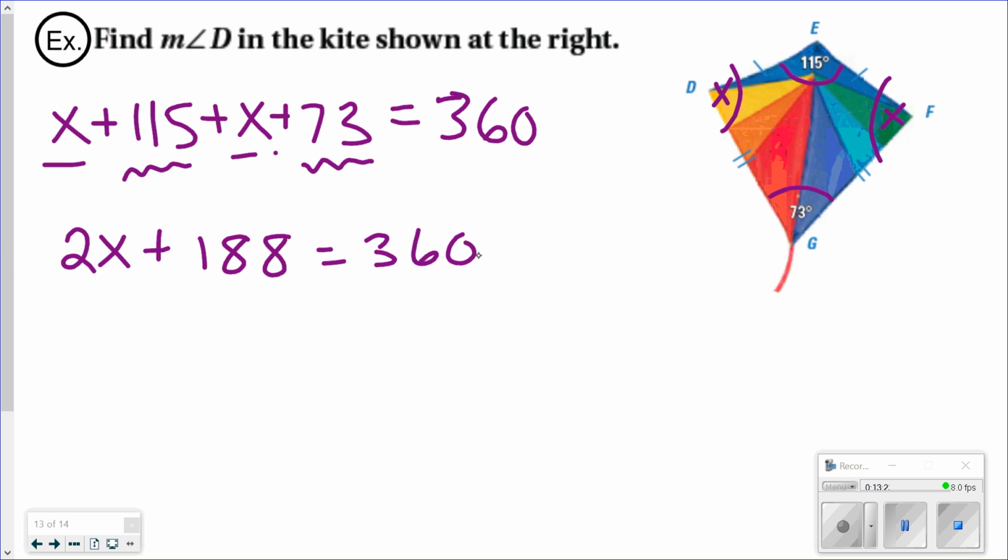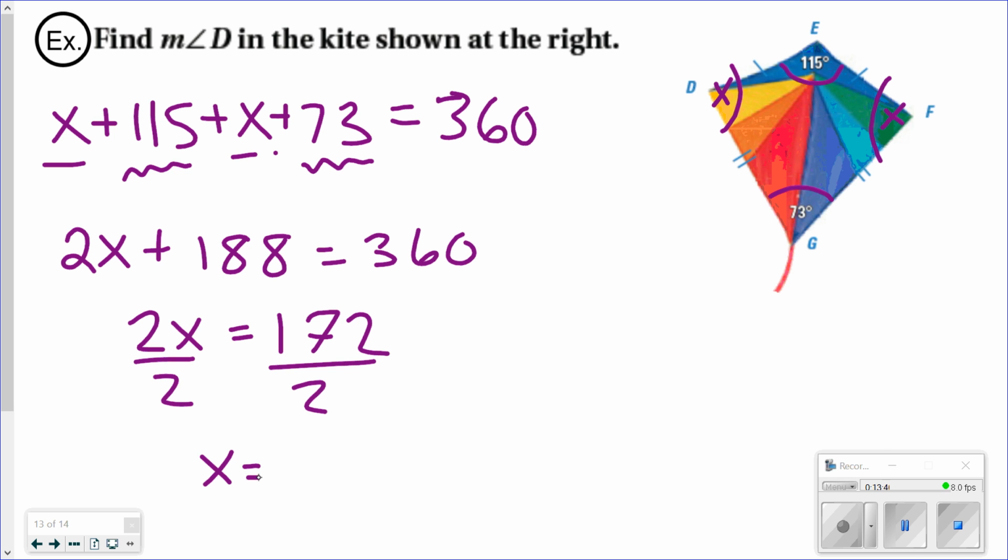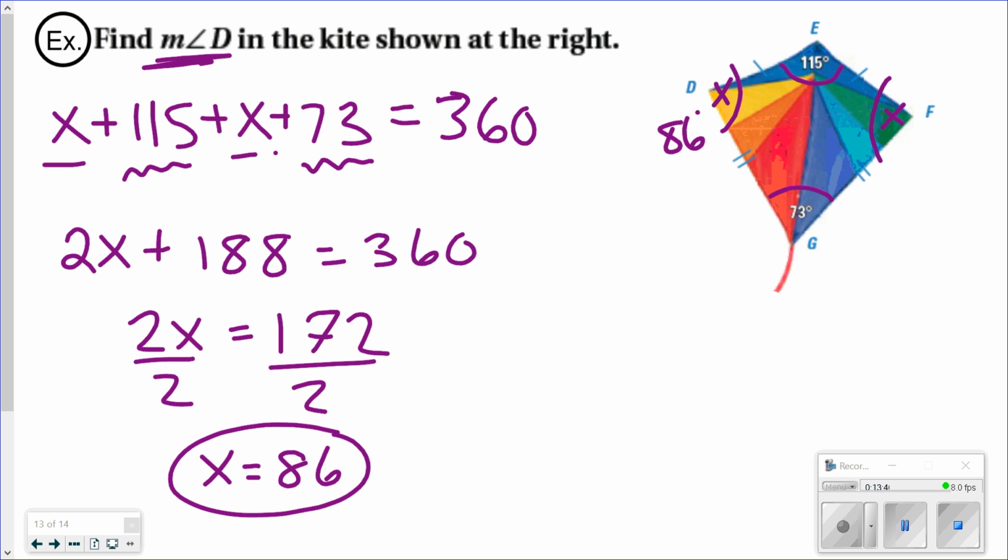Subtract 188 from each side. I end up getting that 2x is equal to 172. Divide by 2. Divide by 2. X is equal to 86. So the measure of angle D then would be 86 degrees.